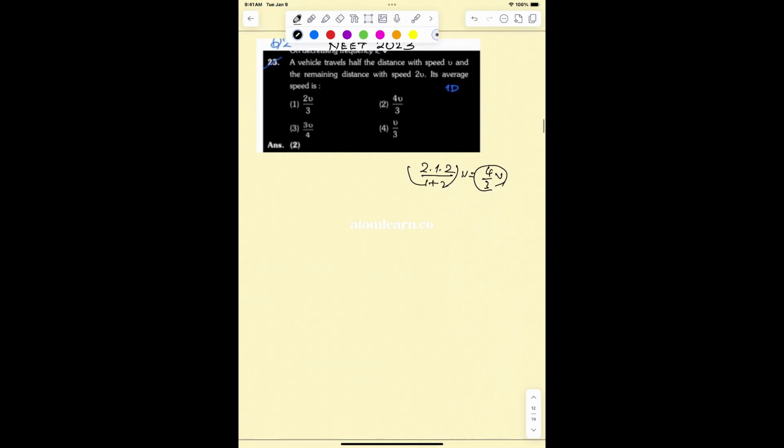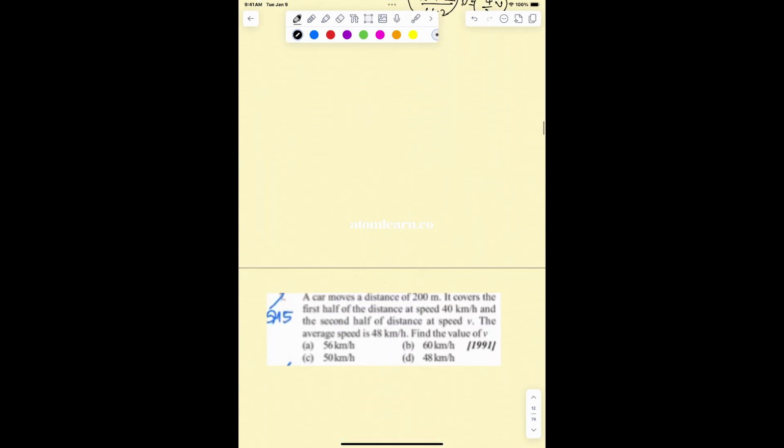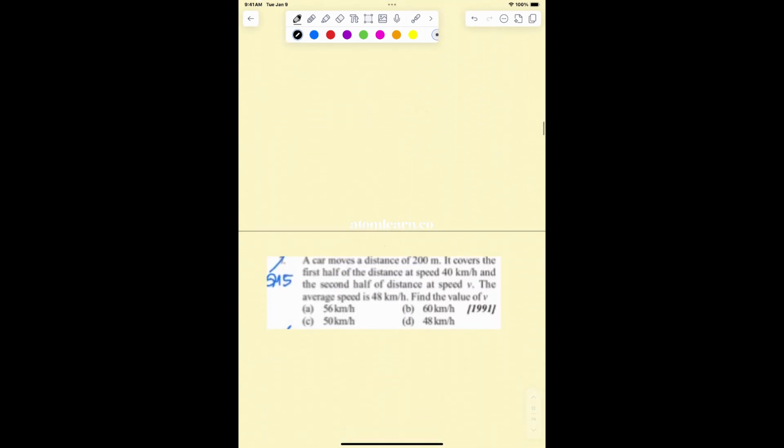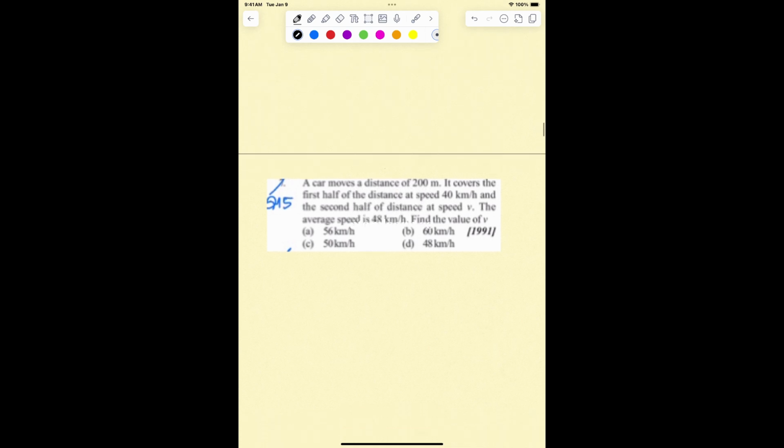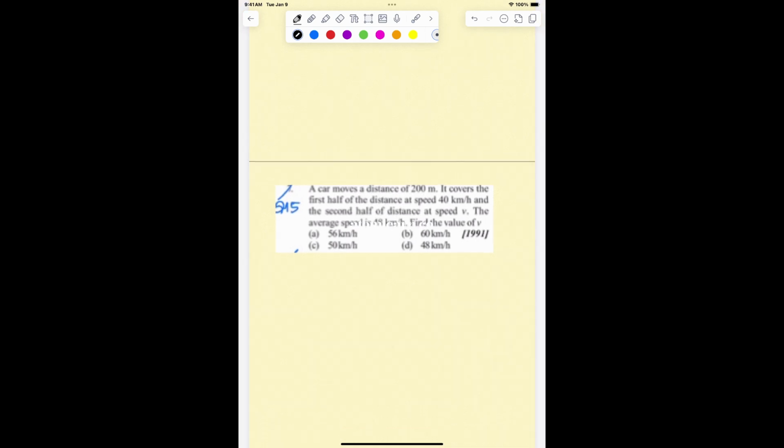See how simple such kinds of questions are. Especially at the NEET level, you will have only very, very simple questions. You should not find any difficulty at all in quickly answering these questions. Now take the next question.